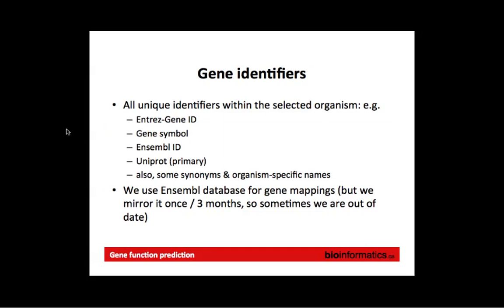The gene identifiers that GeneMania recognizes are official gene symbols, Entrez gene IDs, Ensembl IDs, UniProt identifiers, and also some synonyms and organism-specific names if they're non-ambiguous.